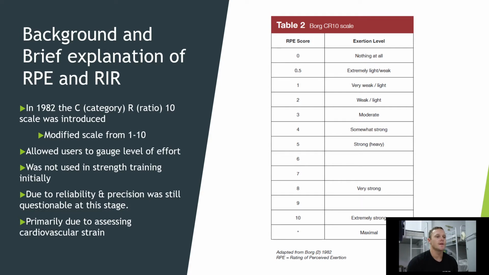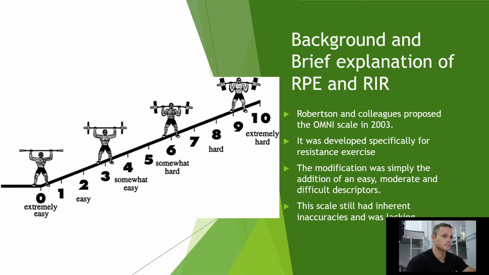Okay, the reason why it wasn't used in strength training was because it was deemed unreliable and it didn't have a high level of precision, and so this was quite questionable and sort of brought into thought a few other things that were going on. So this was there primarily to assess our cardiovascular strain or how hard we were working, running or aerobically or anaerobically to some point as well.